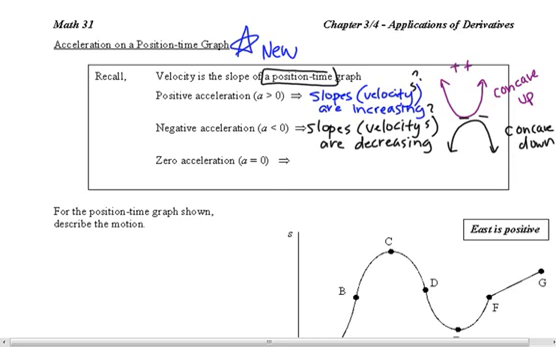On a position time graph, what would it look like if we have 0 acceleration? A line, right? Constant velocity. So it's just going to be, oh, that's ugly. A line. Let's try this again. Okay, so a straight line.